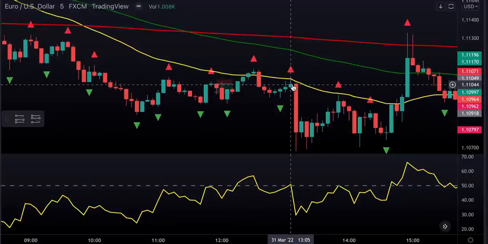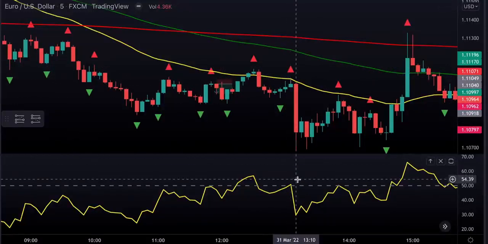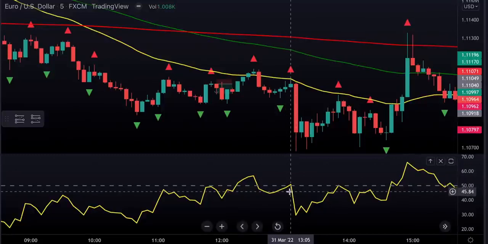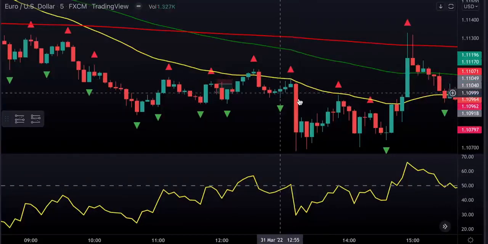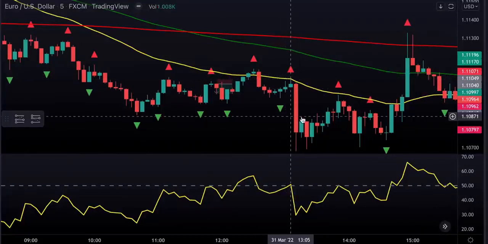Next trade right here, we have a signal from our Williams. We see the price is sitting below these moving averages, but our RSI indicator is not confirming the signal. We see the line just crossed above this 50 line, so this wouldn't be a valid signal either. The same thing happened right here.